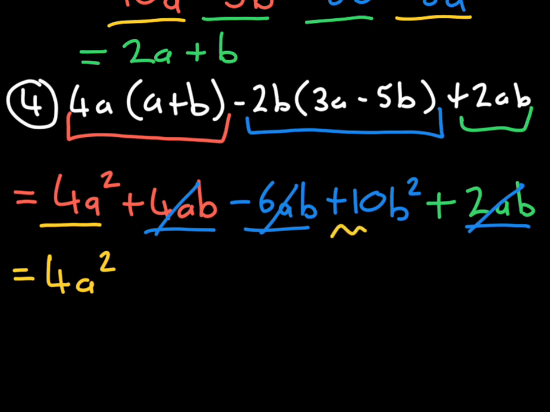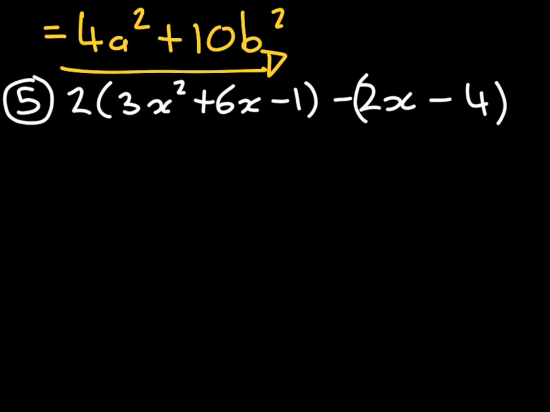Lastly, we can see that we've got 10b squared. There are no like terms for this term, so we can write it in. And this is our final answer for question number 4. I'm going to get right into question 5, as you should already know how the multiplications are going to happen.